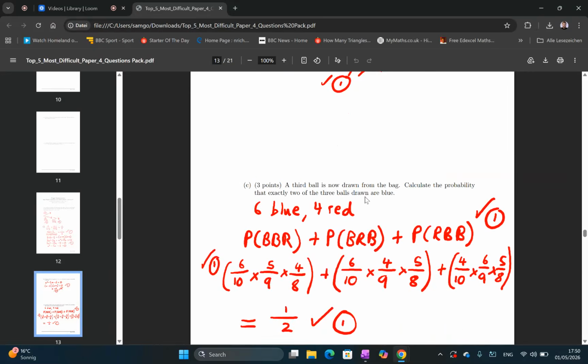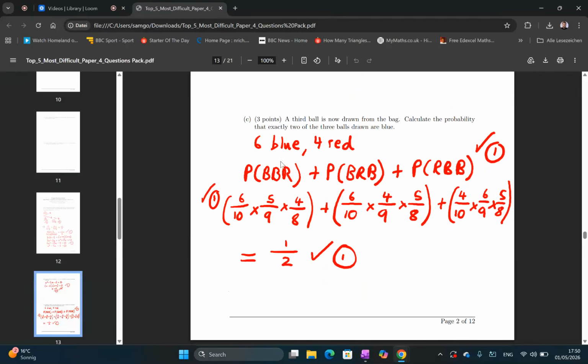And then from here, a third ball is now drawn from the bag. Calculate the probability that exactly one ball is blue. So notice here we can work it out in 3 different ways: blue, blue, red; blue, red, blue; and red, blue, blue. And actually what you could do here, because the fractions, when you multiply them, are the same, you could take the first one here and just times it by 3. That's an alternative method. And then you get to a half as your answer. So that's question 1 from my top 5 questions.